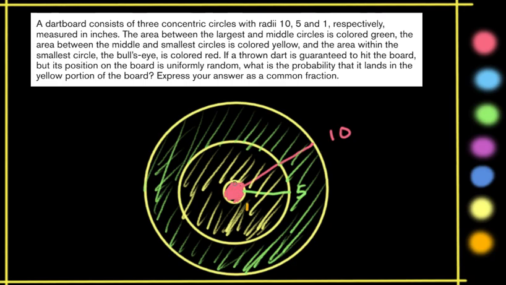Okay, so what's the question? It says if a thrown dart is guaranteed to hit the board, but its position on the board is uniformly random, what is the probability that it lands in a yellow portion of the board?